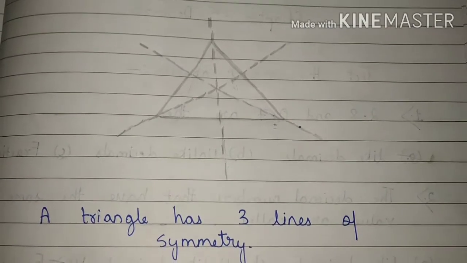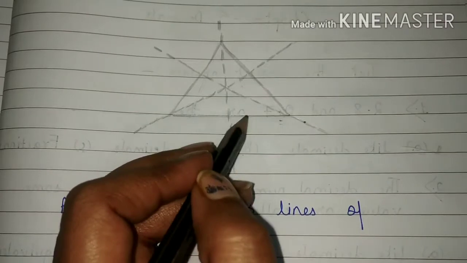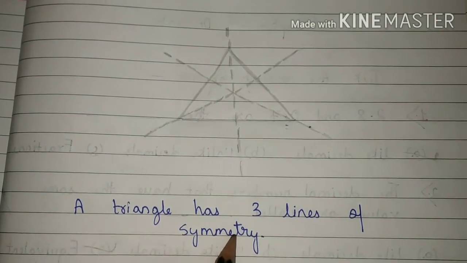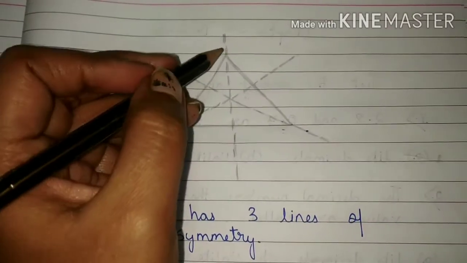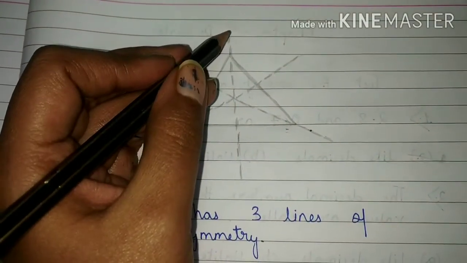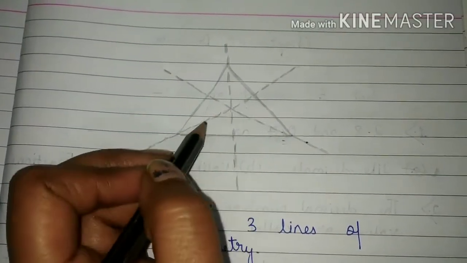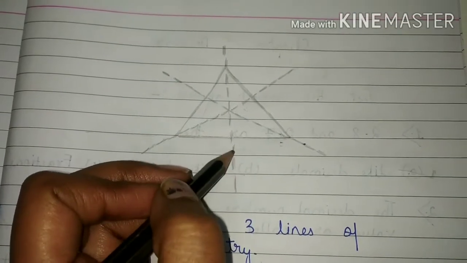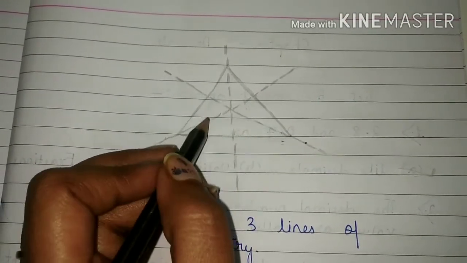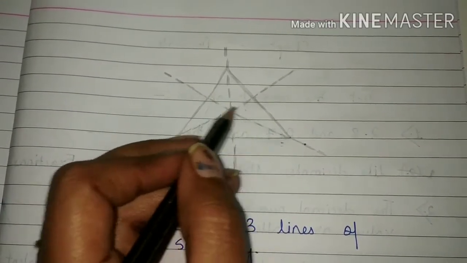Students, now look at this figure. This is a figure of triangle. A triangle has three lines of symmetry. Students, if you draw a vertical line like this, after that fold the figure along that line, you will notice that the two equal parts are overlapping each other, or they are facing each other, or they are covering each other.